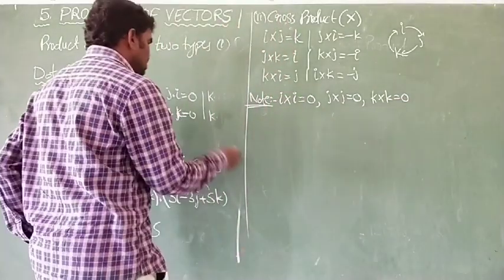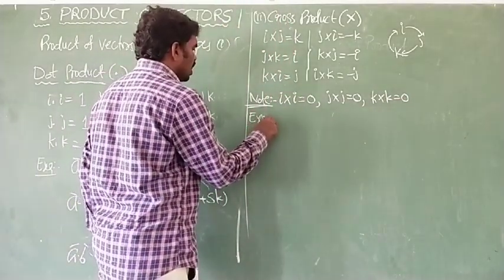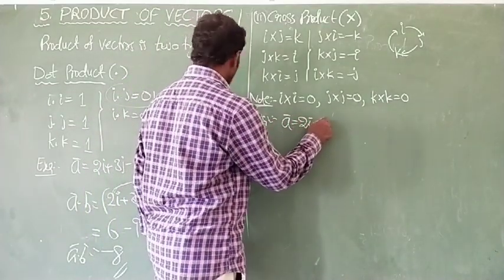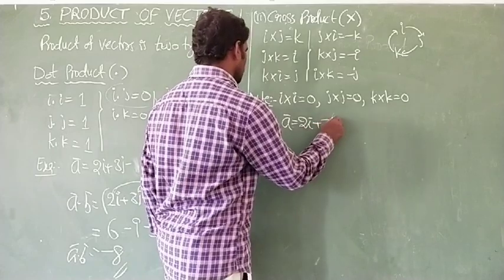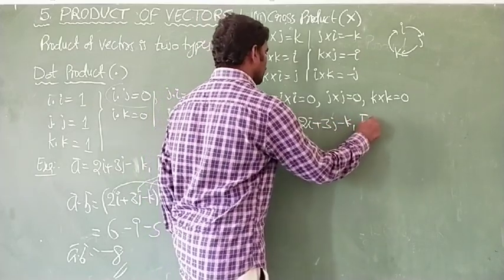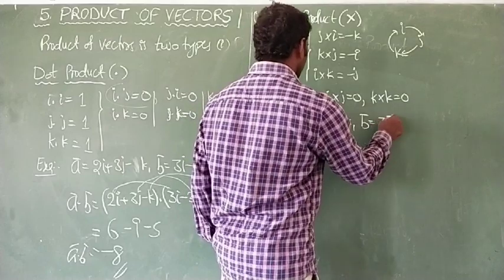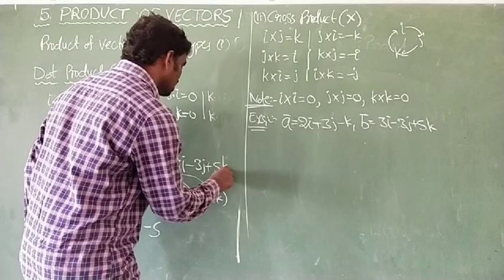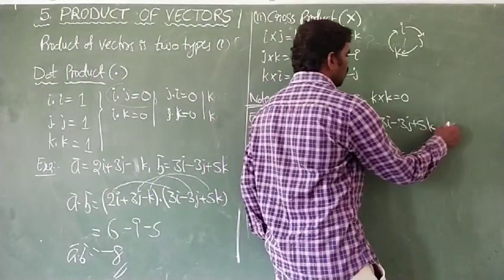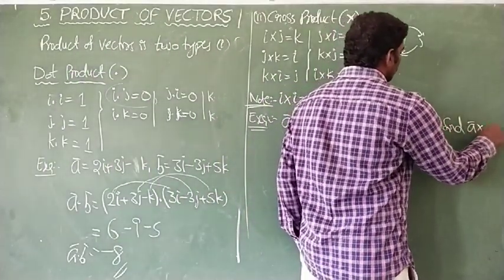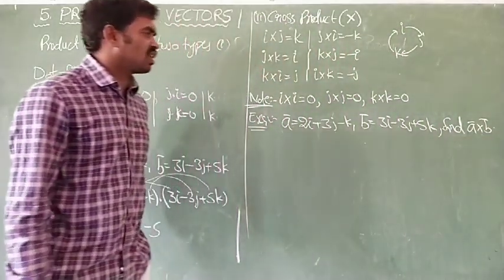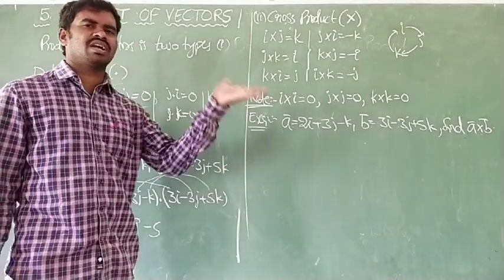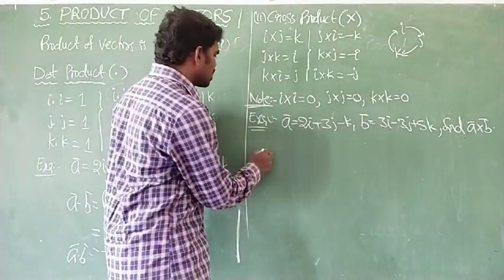Okay, let us see the same problem, the same example I am taking, and how we can find a cross b. If a is 2i plus 3j minus k, and b equal to 3i minus 3j plus 5k. Suppose a and b are those two vectors. Find a cross b. Okay, friends, just one example here. Using only these two examples, we can solve a number of problems.